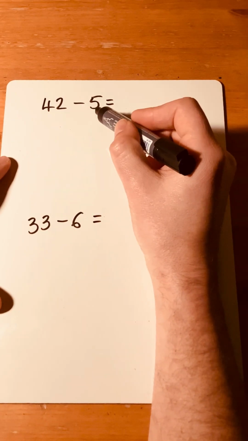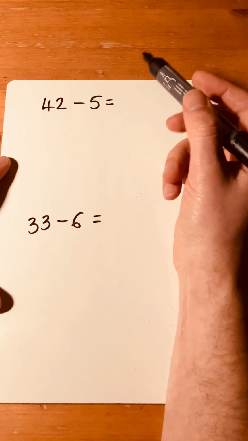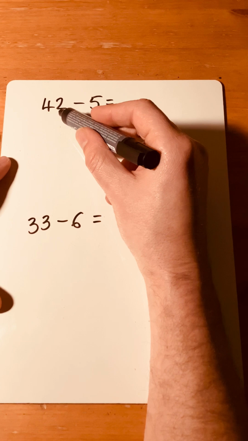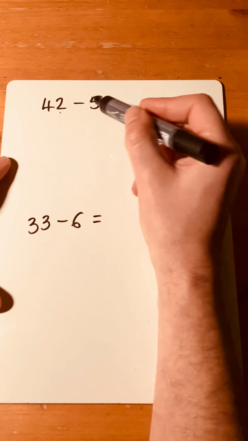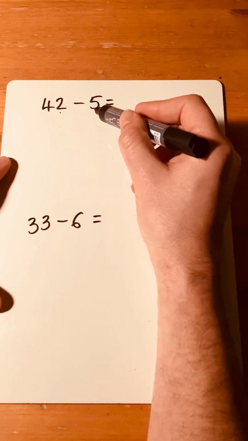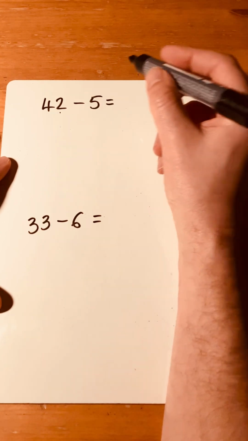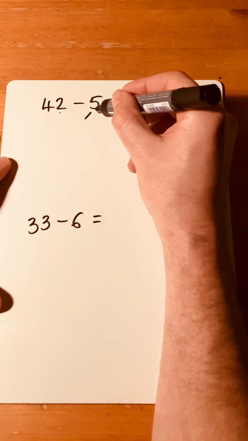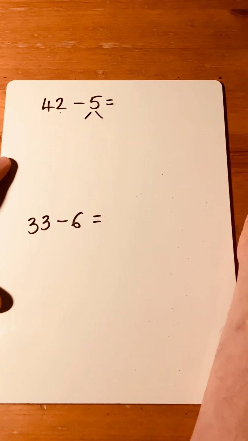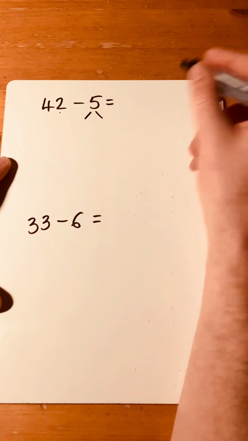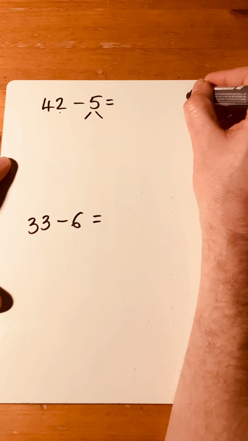When I want to take 5 away from 42, I can see that there are only 2 ones in 42. So I can't take away 5 ones without an exchange. So the way I solve it is by splitting the 5 into 2 numbers. Now there are lots of ways I can split the 5 into 2 numbers.